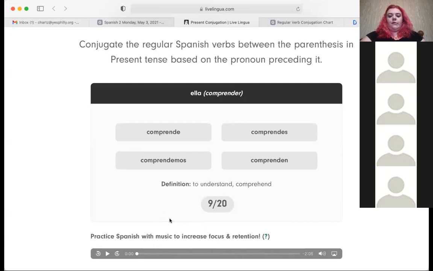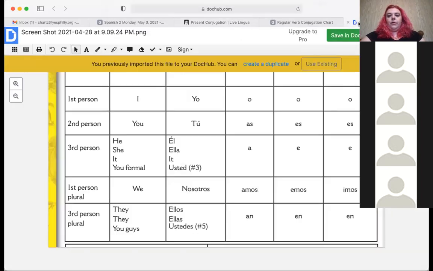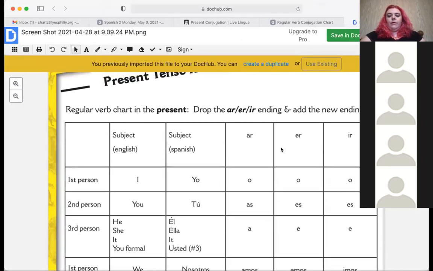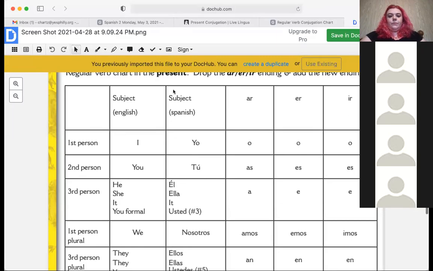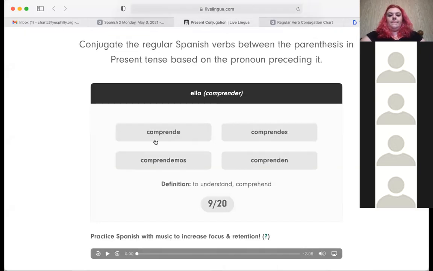Anybody want to take a guess? It's going to be comprende, right? Because let's go to our chart here. We have the ER verbs. Yep, you're right. The ER verbs, and it's she, and it's an E ending.